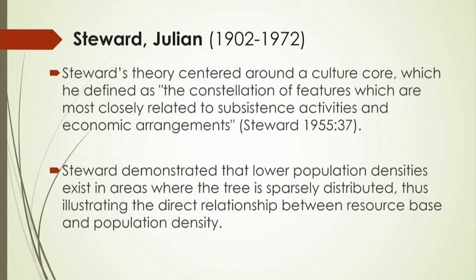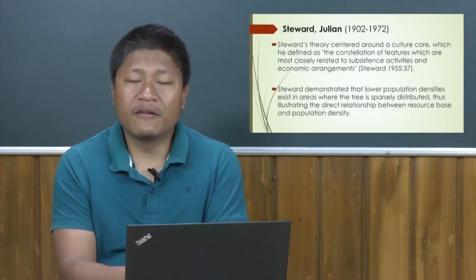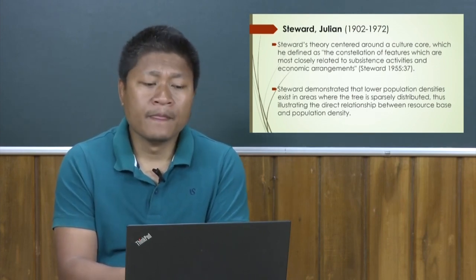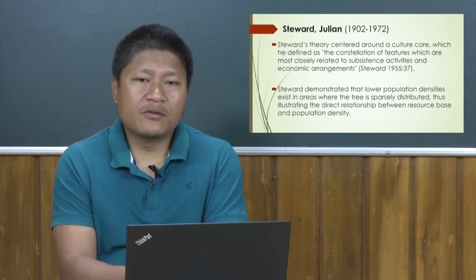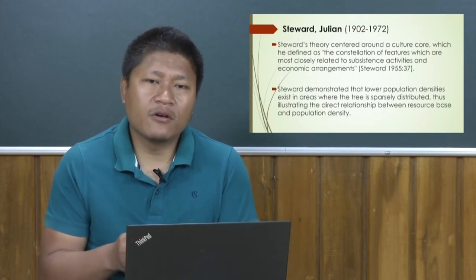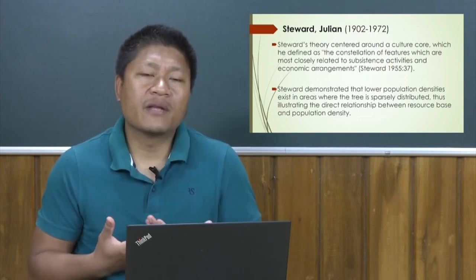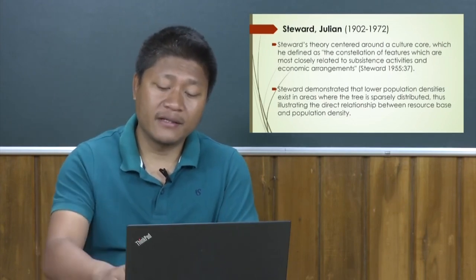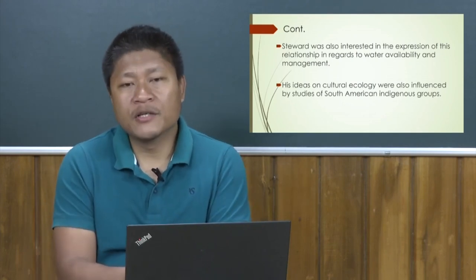Now, in trying to understand this economic arrangement, Steward demonstrated that in lower population densities, there is where the tree is sparsely distributed. Thus, he gave an explanation that there is a direct relationship between resource base and population density. In a way, he tries to look at how a few population flourish, if not prosper. That is, he tends to posit this from the idea of subsistence activities. I'll try to explain this further in a much clearer way in the upcoming lectures by citing certain case studies.